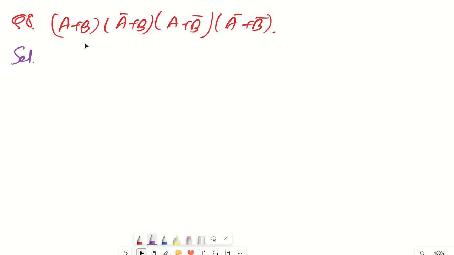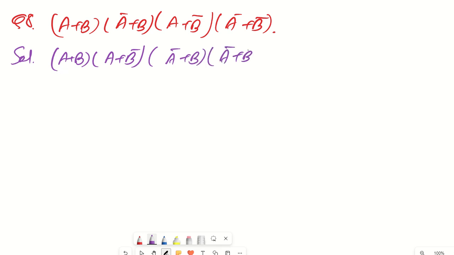Okay. So let us say A plus B into A plus B bar, I can write it down put together. So first term and third term I am putting together, into, I can see that A bar plus B into A bar plus B bar. Now if you see, A plus B into A plus B bar is nothing but A plus B B bar. So I can see that A plus B B bar.